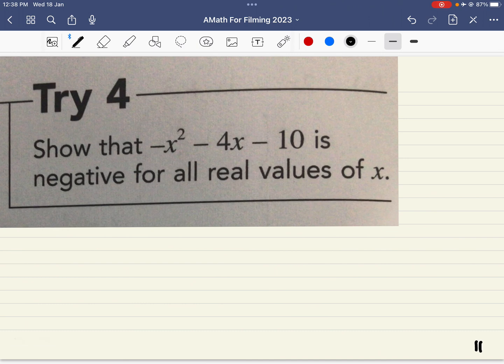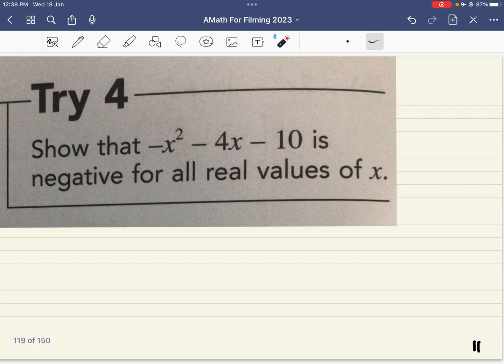Try 4 is over here. Please do try. Before you do, you need to complete the square here. Do not forget to factorize -1. If not, you will not be able to complete the square.